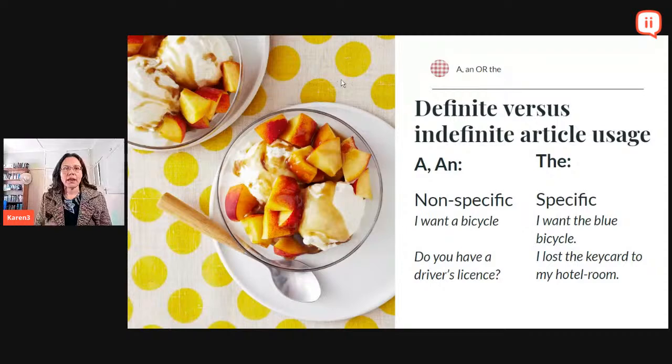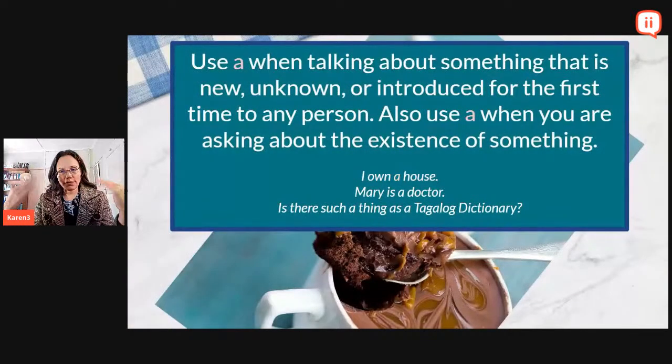Okay. All right. So this is revision. You use "a" when talking about something that's new, or the other person doesn't know about it, or introduced for the first time to a person. And also use "a" when you're talking about the existence of something. Okay, so I own a house. Nobody knows what kind of house it is. You're just saying that you own a house. Once you've used "a", you will then use "the" or "my house" from then on. Okay, so I own a house.